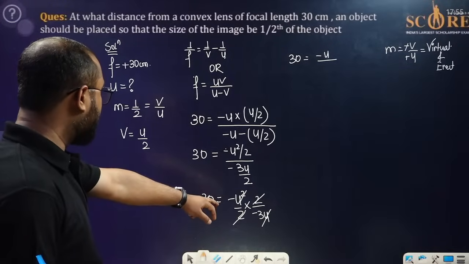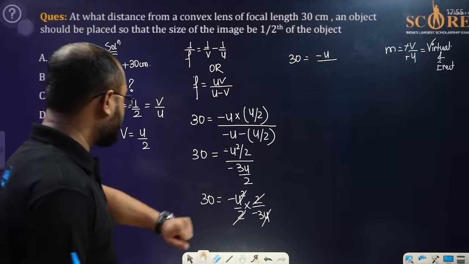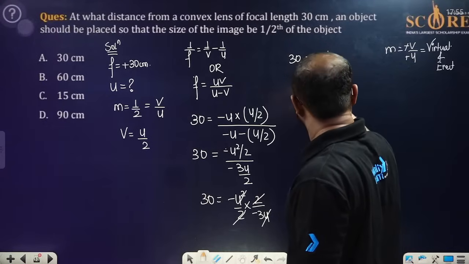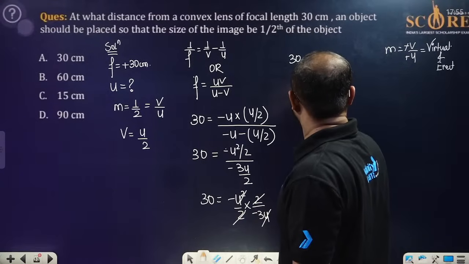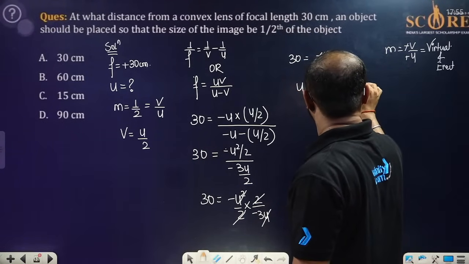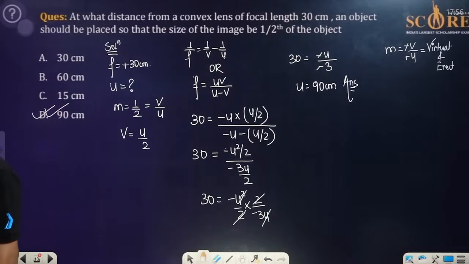Minus u divided by minus 3. So this cancels, and the value of u comes out to be 90 centimeter. The value of u is 90 centimeter, like this. I hope it is clear to you and you have understood this much.